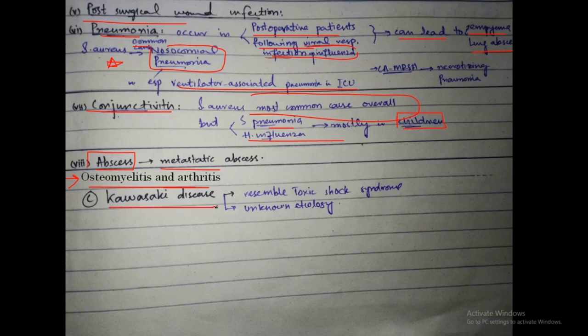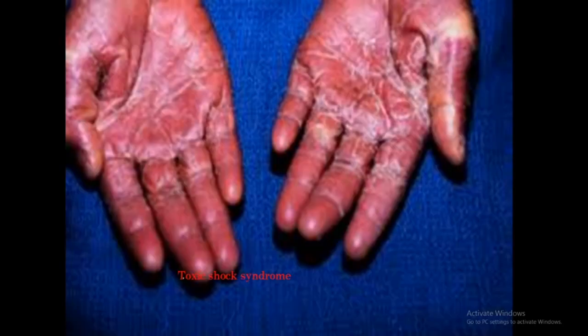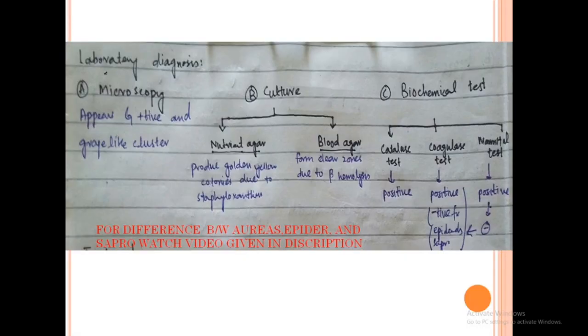Nothing is known about its etiology, but due to resemblance to toxic shock syndrome, we put it under Staphylococcus aureus. So now, impetigo looks like this: erysipelas, cellulitis, and folliculitis, carbuncles, necrotizing fasciitis, the hands of the toxic shock syndrome patient. Now we will come to the laboratory diagnosis.